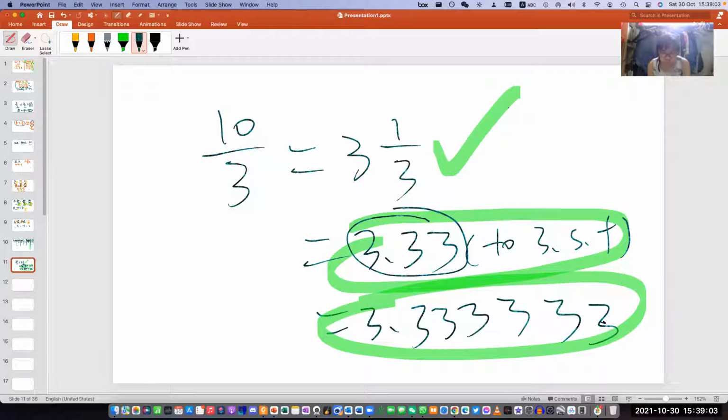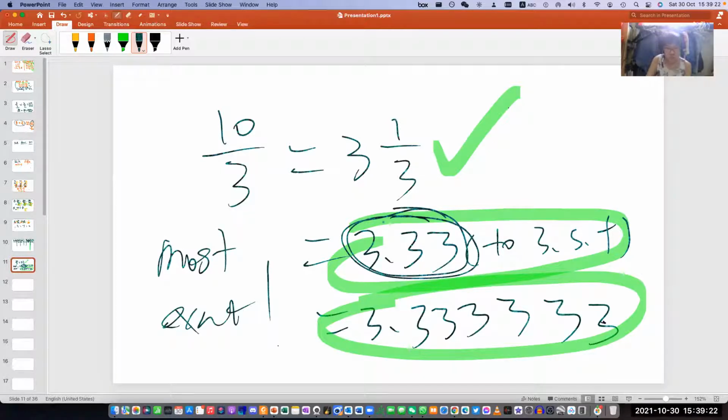Of course, you need to choose the simplified one. But this is also simplified, right? 3.33. Yeah. Then why not 3.33? You choose the most exact. What did I say? Choose the most exact. What is most exact? What's the meaning of most exact?